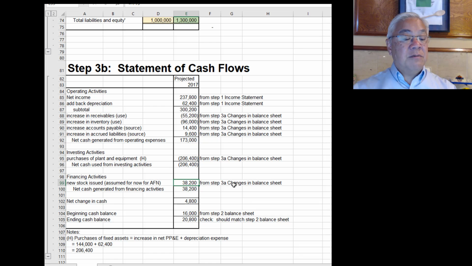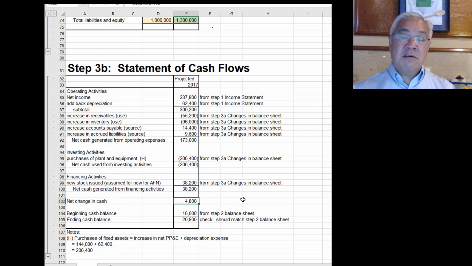And stock issued, we have no stock issued, but for now we can assume that AFN is plugged in here. Why do we assume that? Because then we don't upset the assumption about interest expense and bank loan. We could choose to have the AFN come from a loan, in which case we'd have to go back up and change our interest assumption. Not a big deal, but this is simplifying.